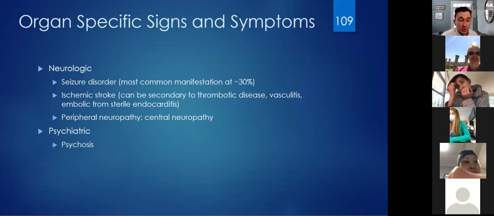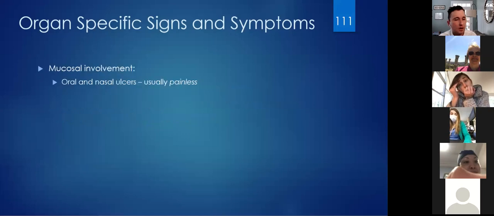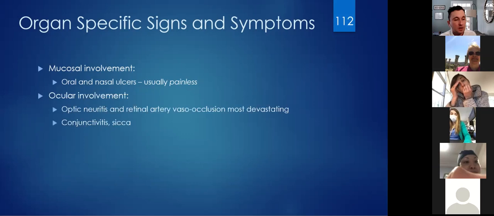Lupus psychosis can be a pretty severe psychiatric manifestation, and often is very hard to treat. And as I mentioned, these patients are often depressed, often have anxiety. They commonly get oral and nasal ulcers, and unlike some of the other skin lesions, these are usually painless, and patients often don't even realize it. These are found by physicians. The eye can become involved. The most concerning is optic neuritis or retinal artery occlusion, but other presentations are really burdensome too, like conjunctivitis or sicca.